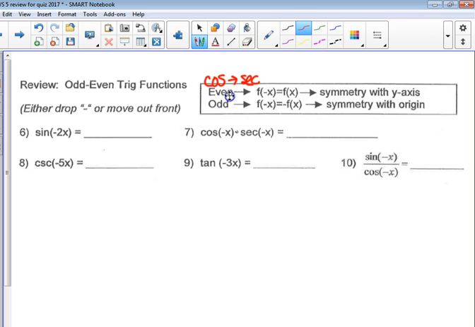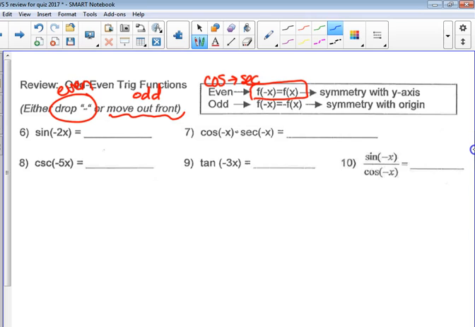The even functions that have y-axis symmetry allow you to take the negative and just get rid of it, because going left and going right will give you exactly the same answer. The odd function, all the rest of them, you get the opposite sign if you go left or right. So when you have a negative inside, you move it out front, okay? Move it out front for the odd functions, drop the negative if it's even.